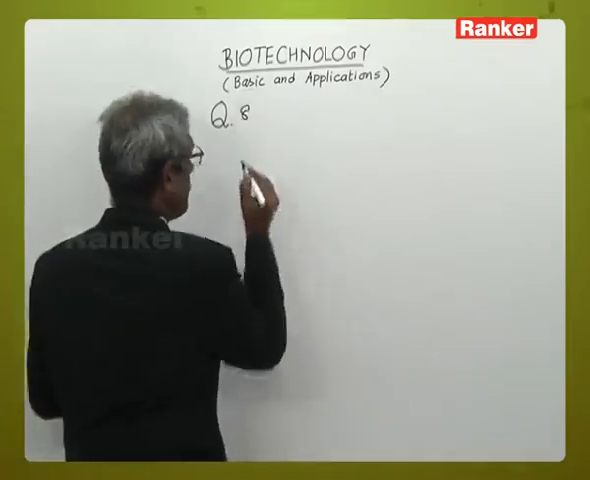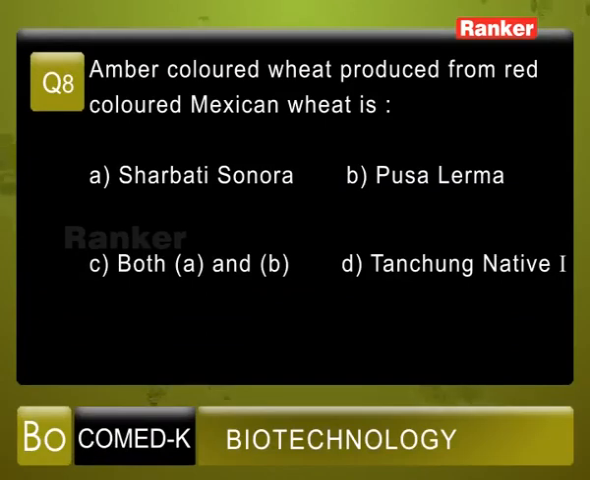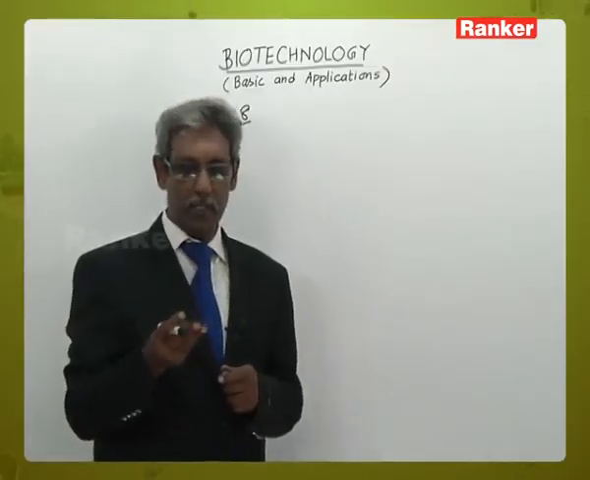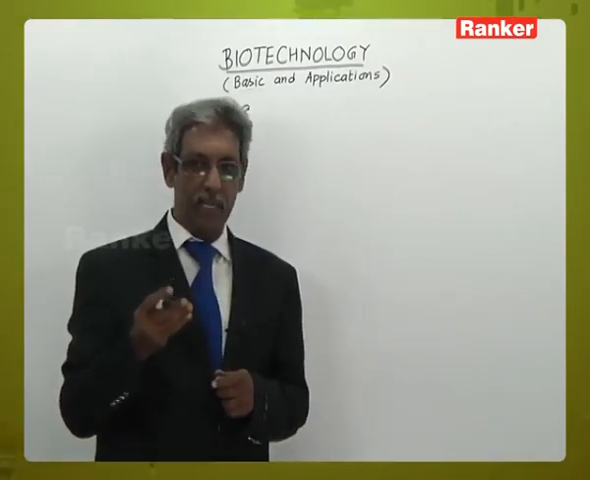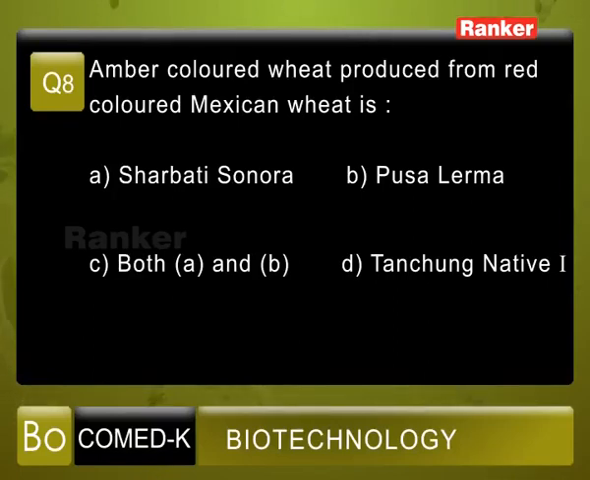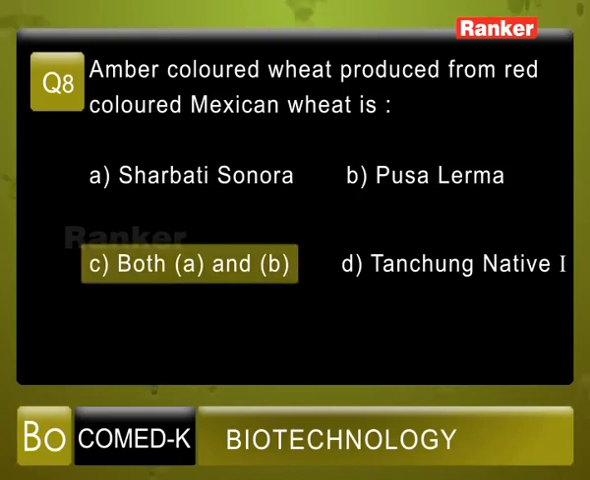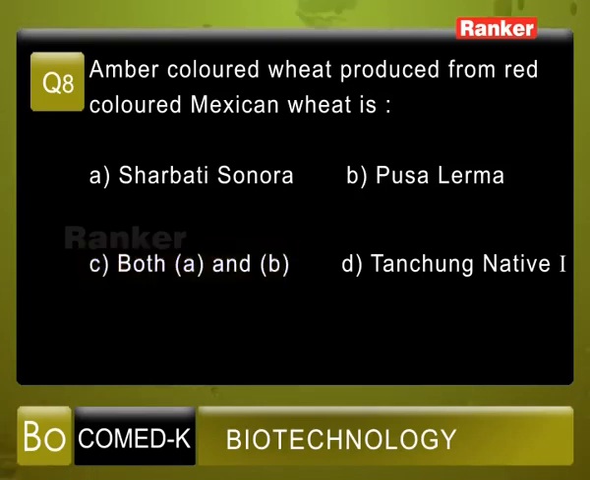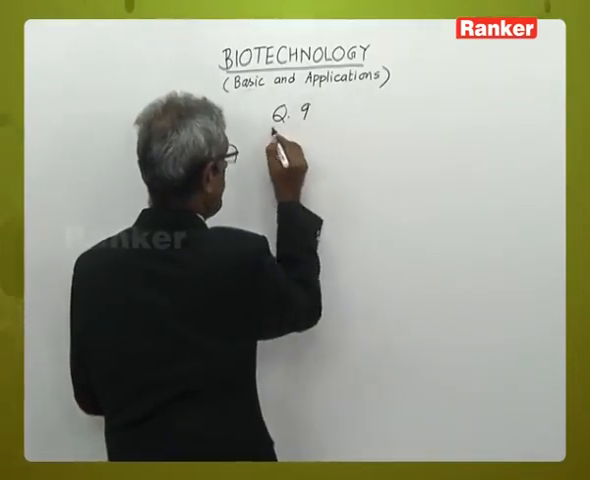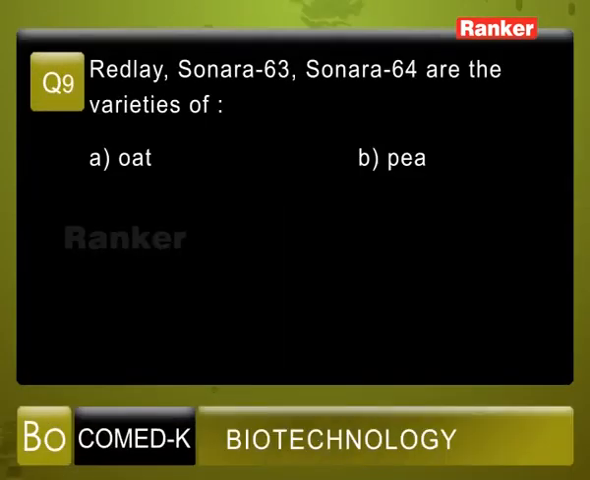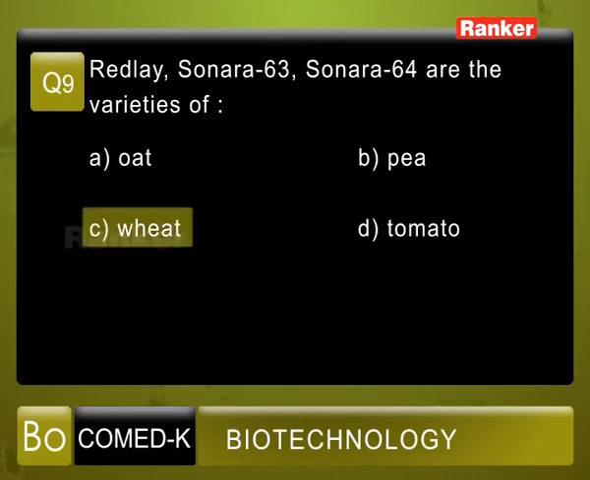Question number 8 relates to amber colored wheat produced from red colored Mexican wheat. Wheat when introduced and bred develops amber color, and amber colored wheat is seen both in Sharbati Sonora and Pusa Lerma. Hence the right answer is C. It is Sharbati Sonora as well as Pusa Lerma. Now we are going to question number 9. Ridley, Sonora 63, Sonora 64 are varieties of wheat. The answer is C.